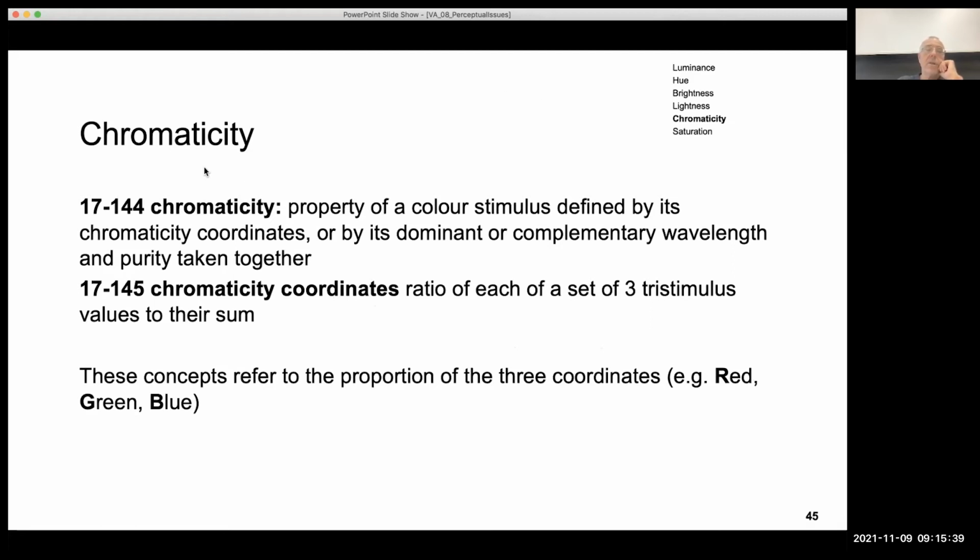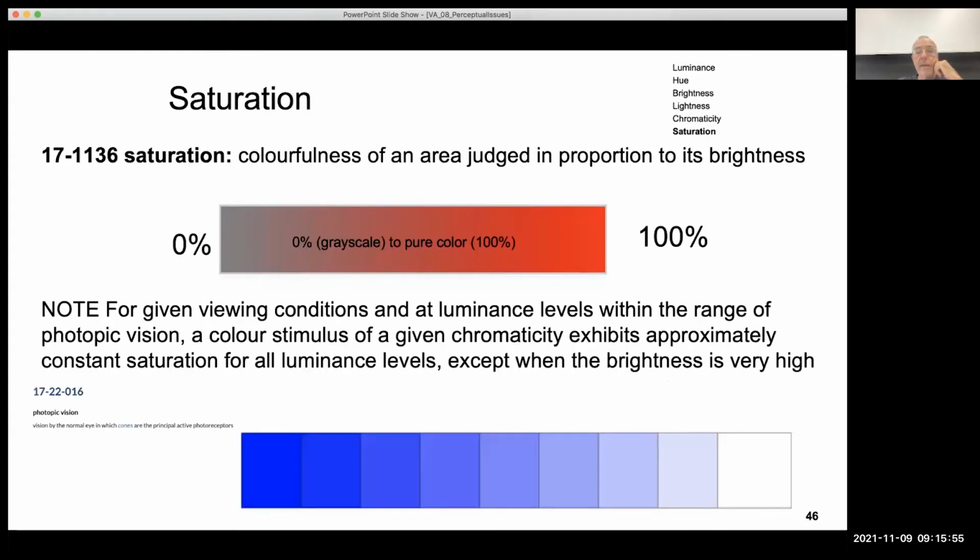So chromaticity refers to a color in terms of a stimulus of three pure components used together. And again, I will be back on this. And the last but not least, we have saturation. Saturation is the perception of how an area is judged more or less colored in proportion to its brightness. It's a complex definition, but this example makes it clear.